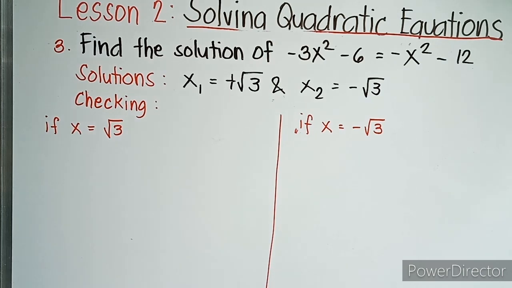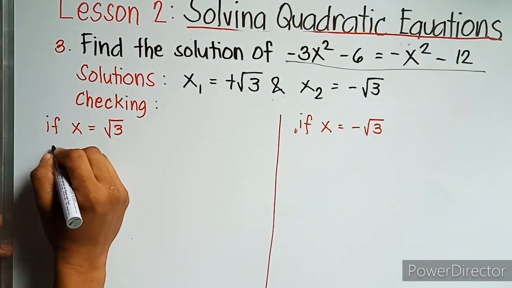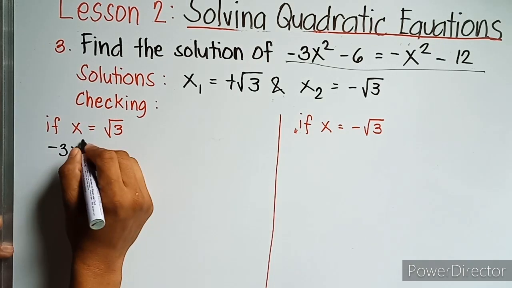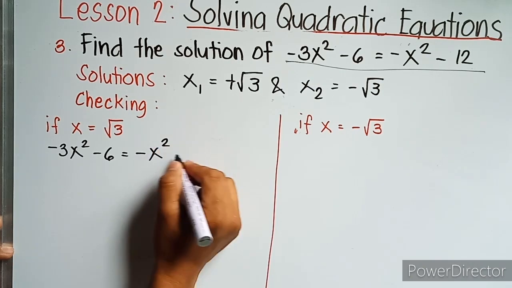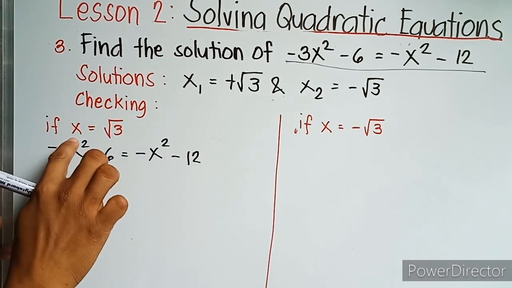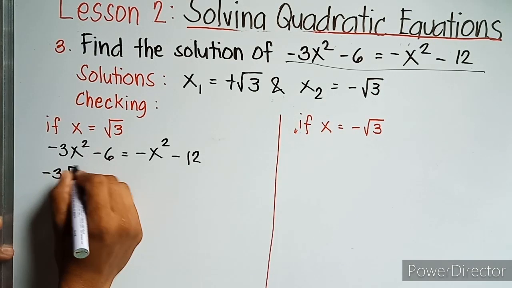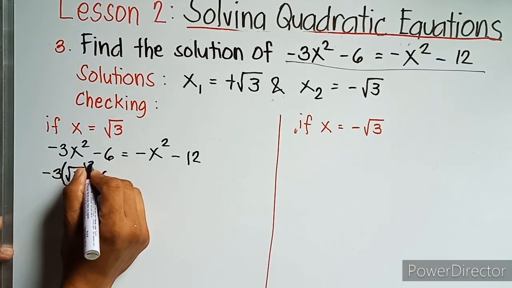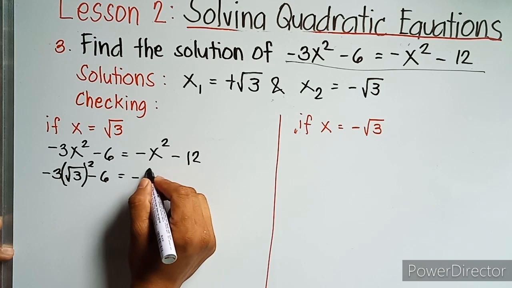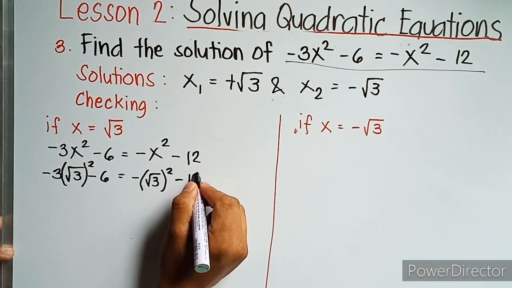So, let's do the checking. If x is equal to square root of 3, so again, we're going to use the original or the given equation. So, negative 3x squared minus 6 equals negative x squared minus 12. So, we're going to substitute x by square root of 3. So, we have negative 3 square root of 3 squared minus 6 equals negative square root of 3 squared minus 12.